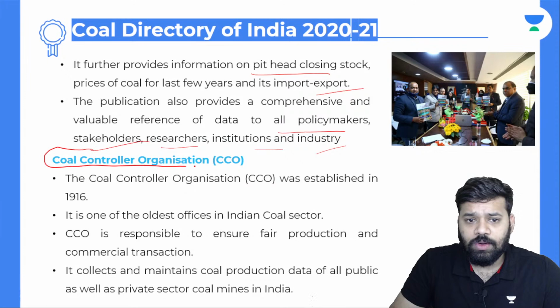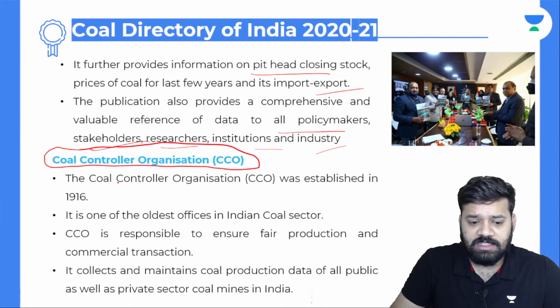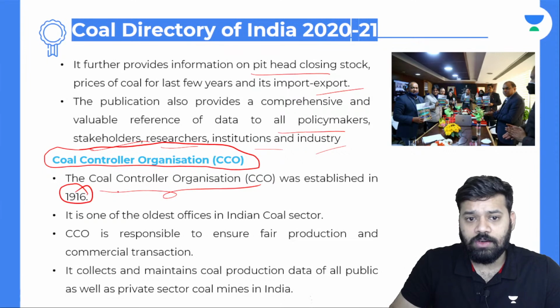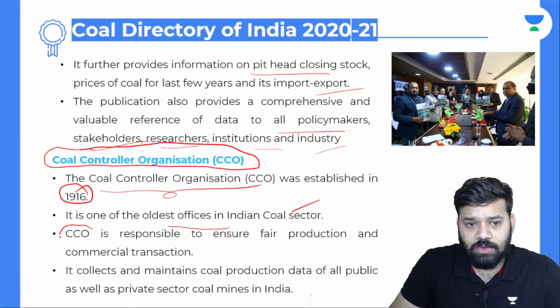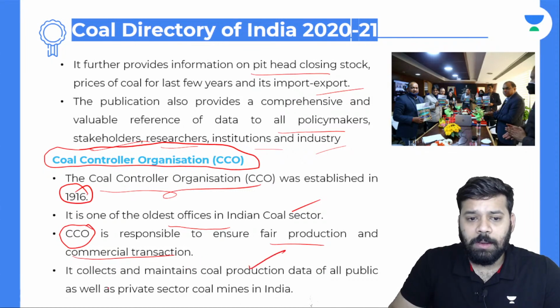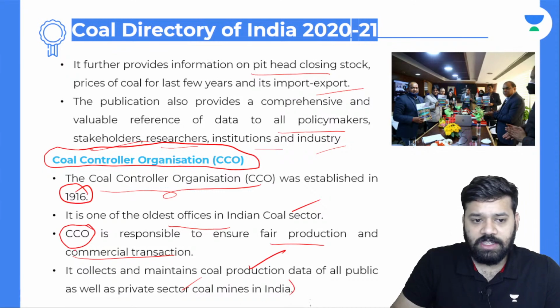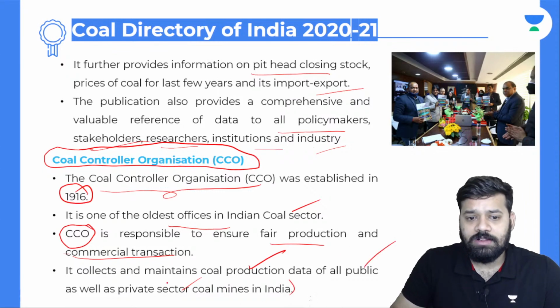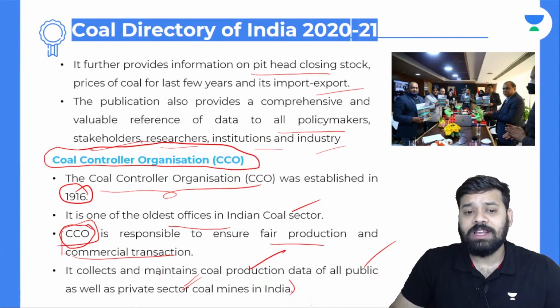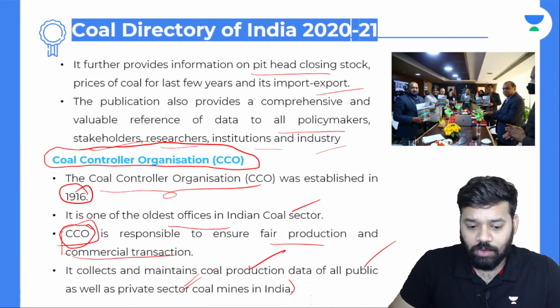So let us have a look at the Coal Controller Organization, that is CCO. The Coal Controller Organization was established in 1916. So even before independence, we had a Coal Controllers Organization. It is one of the oldest offices in the Indian coal sector. CCO is responsible to ensure fair production and commercial transaction. It collects and maintains coal production data of all public as well as private sector coal mines in India. So in India, we have public coal mines, and also private sector coal mines. It is the duty of the Coal Controller Organization to collect and maintain the data of coal production.